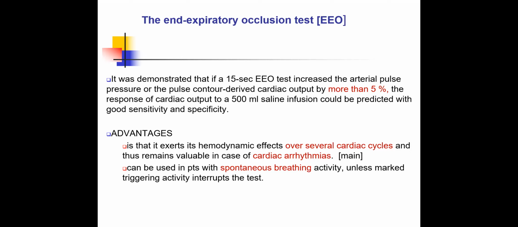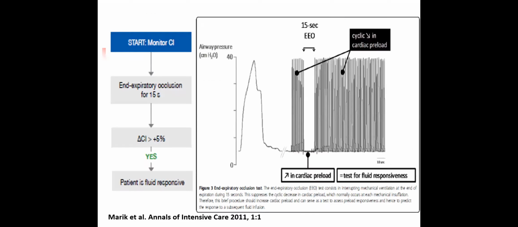The advantage is that it exerts its hemodynamic effects over several cardiac cycles and thus remains valuable in case of cardiac arrhythmias. Well, this is the main advantage. Another theoretical one is that it can be used in patients with spontaneous breathing activity unless marked triggering activity interrupts it. Well, a spontaneously breathing septic patient will definitely be tachypneic and will not be able to hold expiration for 15 seconds. So I don't think this is of much practical value. It's more of theoretical value.